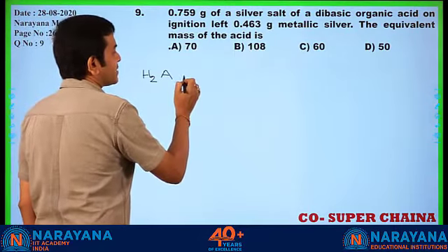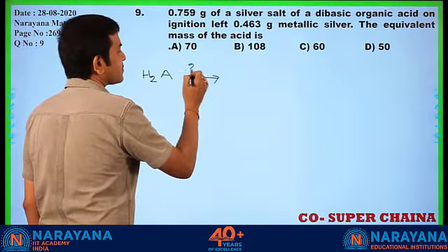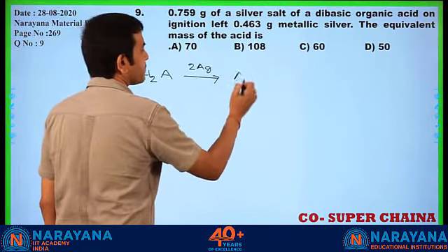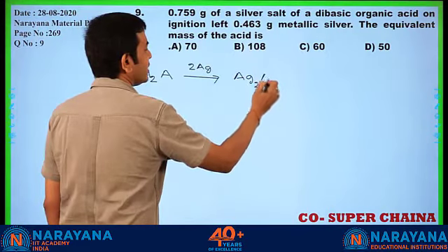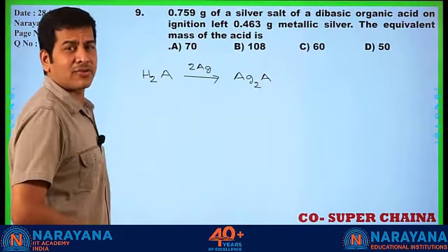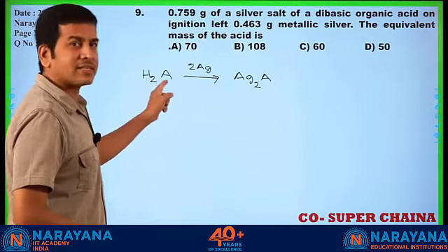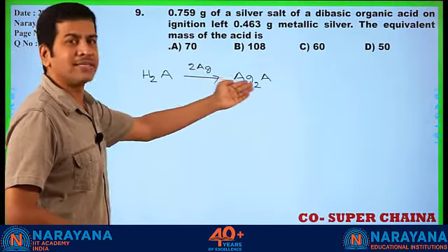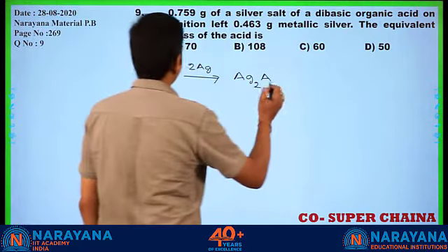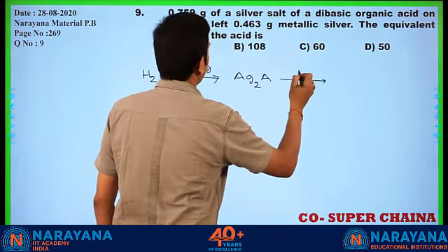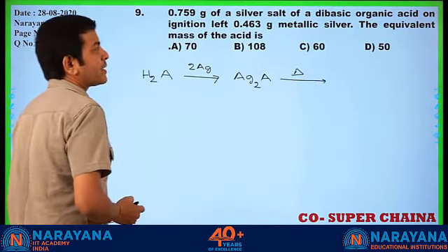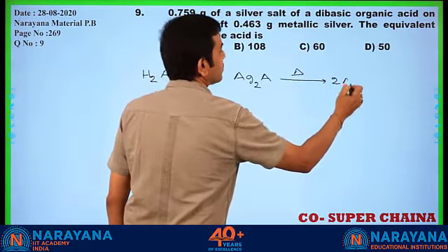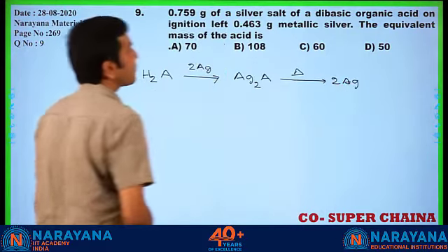Silver salt of dibasic acid: 2 moles of Ag, then Ag2A. Ag2A is the silver salt of dibasic acid. H2A is the general form of dibasic acid. Its silver salt means Ag2A. On heating, how much metallic silver is formed? 2 moles of Ag is formed.